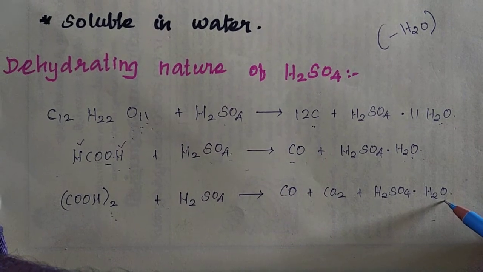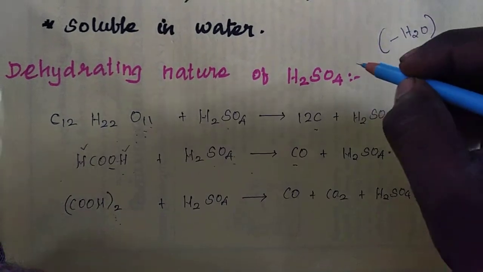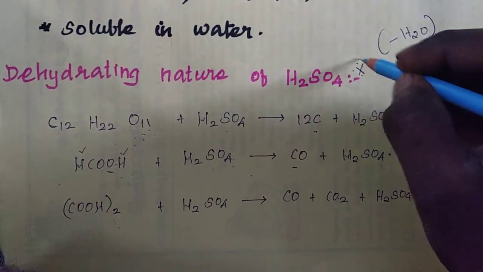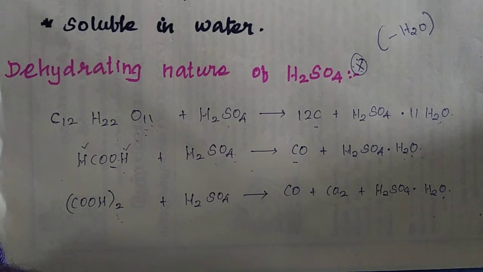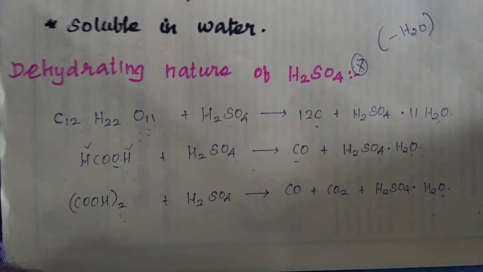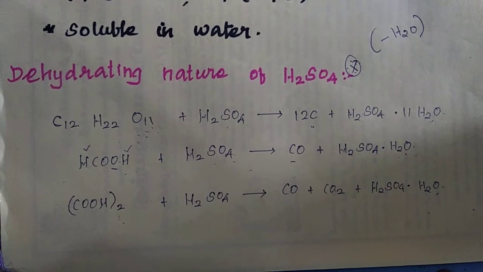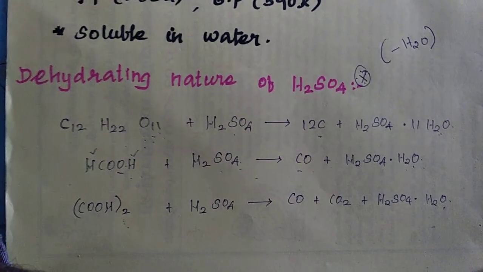So these three are the examples showing the dehydrating nature of sulfuric acid. It is a very important 3-mark question. Explain the dehydrating nature of sulfuric acid. Like that the question will be asked. Okay, then we can discuss the remaining chemical properties of sulfuric acid.